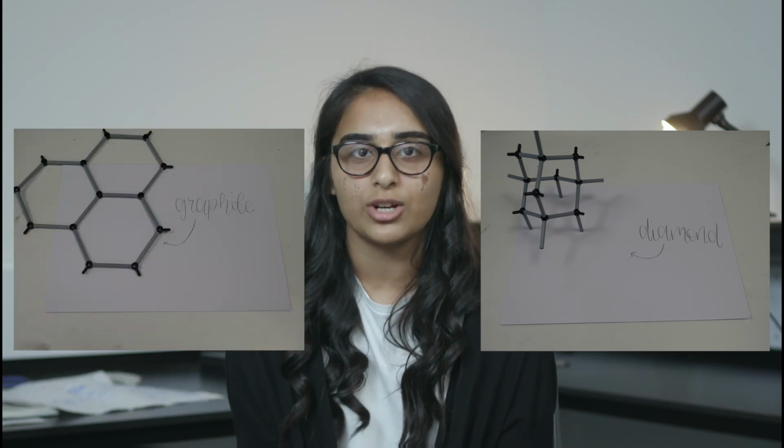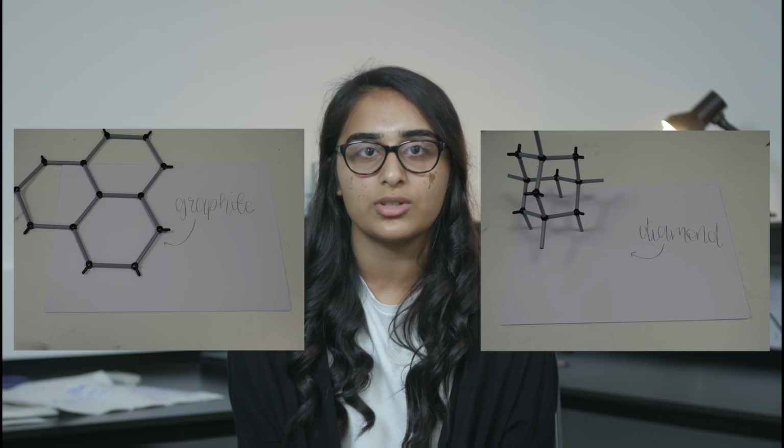All the electrons are used to make strong covalent bonds between the atoms, whereas graphite, which looks like this, has a flat hexagonal structure. Only 3 of the 4 outer electrons are used to make covalent bonds. This leaves 1 spare electron for each carbon atom. These electrons are delocalized and can move freely between the sheet-like structure of graphite.